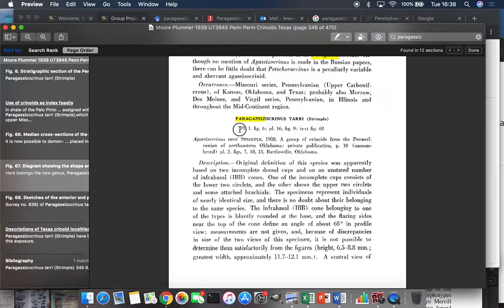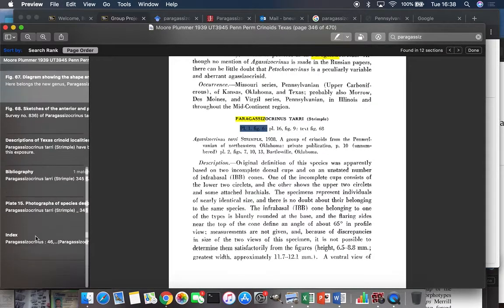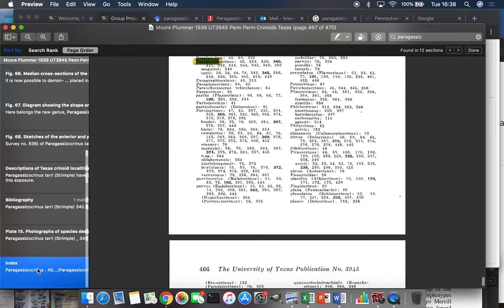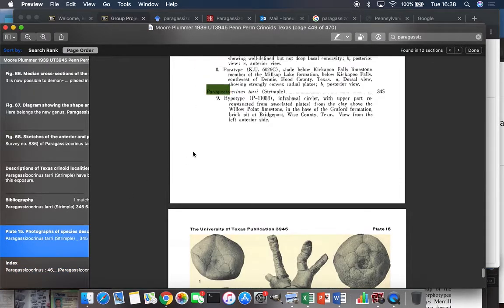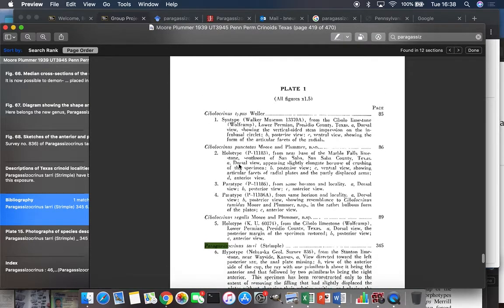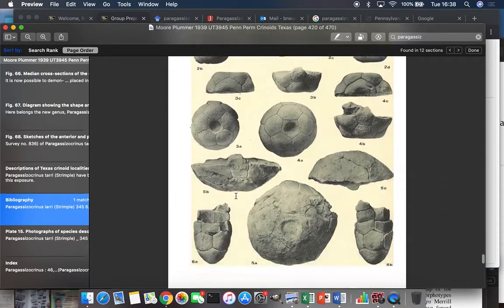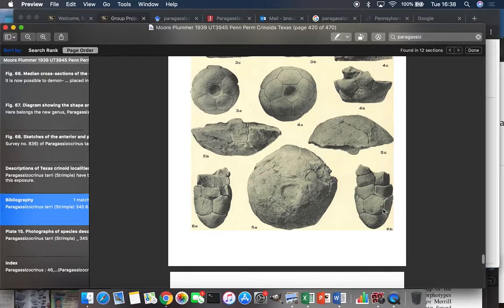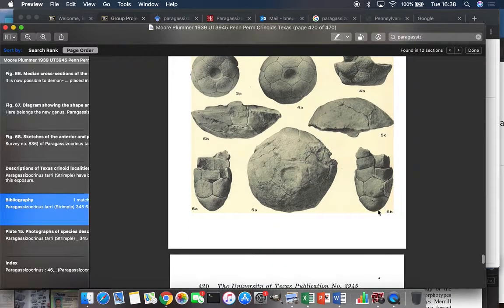And so that's going to be a picture in this same paper, and so it's going to be plate 1, figure 6. And if we go all the way down to the end, sure enough, there we go, plate 1, figure 6. Scroll down to the bottom, and bam, 6A and 6B. Look at those. So this is our little guy.